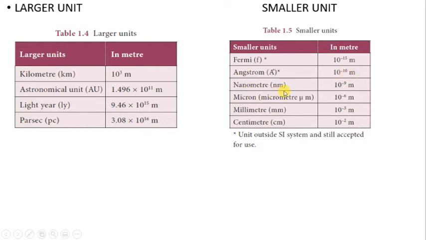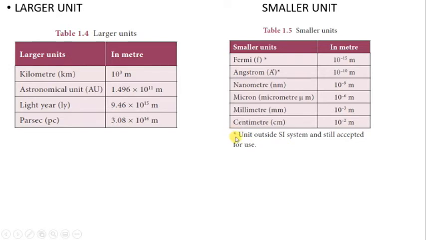Nanometer, small n, small m, 10 to the power minus 9 meter. Micron, micrometer. Micron is always called as micrometer. Here this symbol should be read as mu, M-E-W. Micrometer, its value is 10 to the power minus 6 meter. Millimeter, small m, 10 to the power minus 3 meter. Centimeter, small c, small m, 10 to the power minus 2 meter.